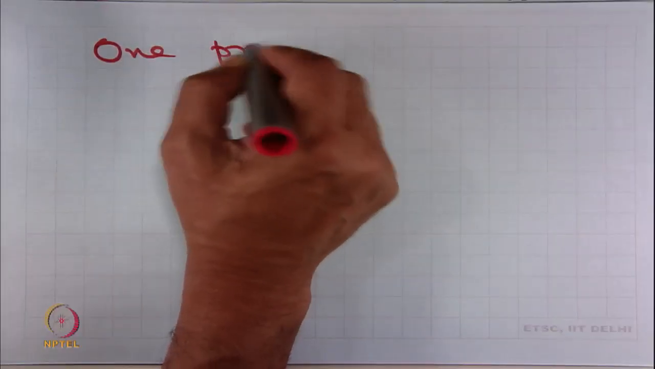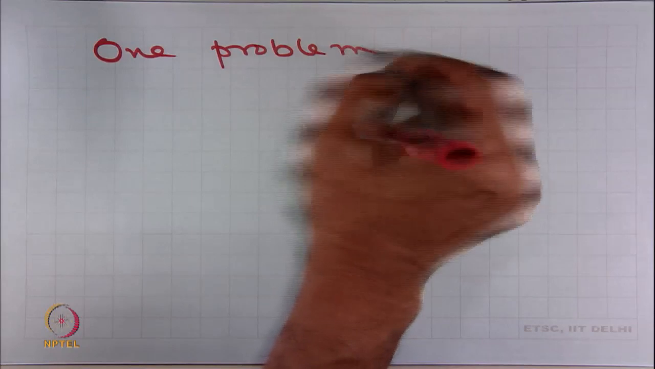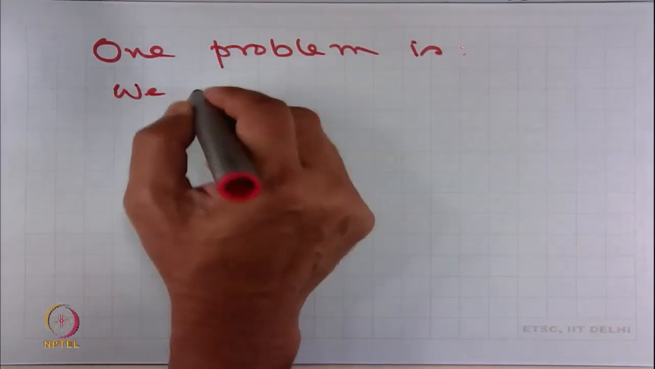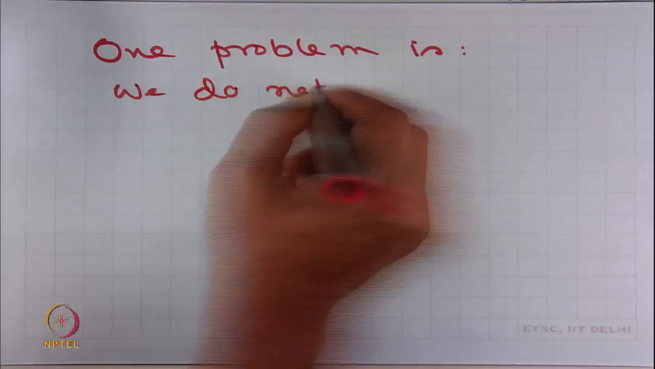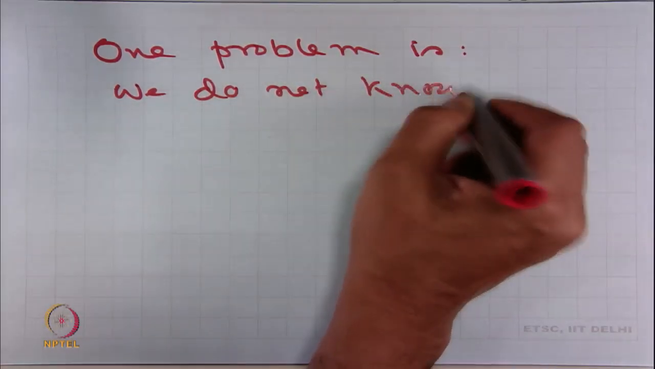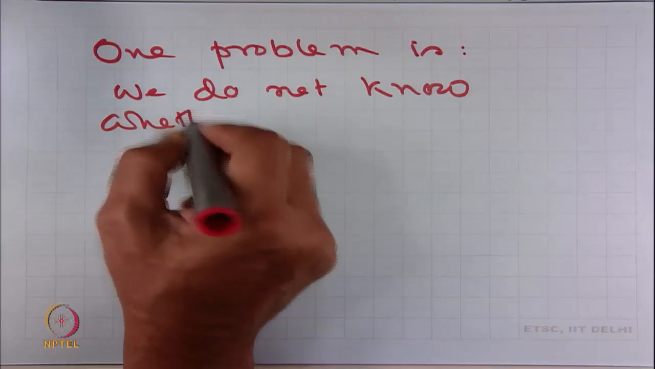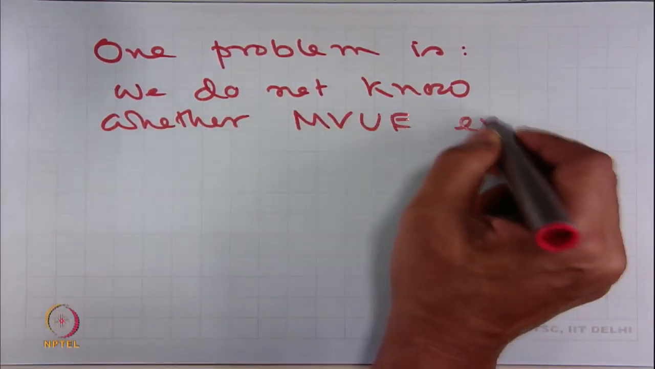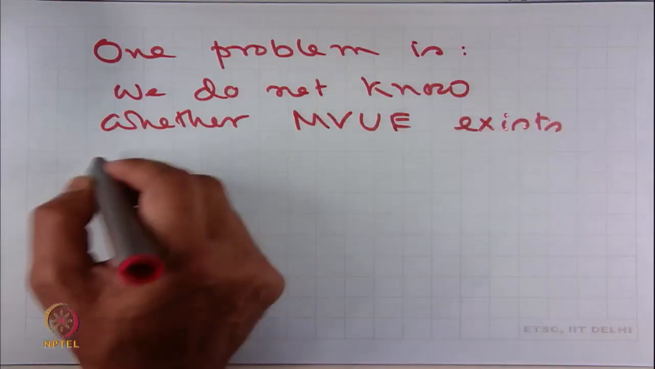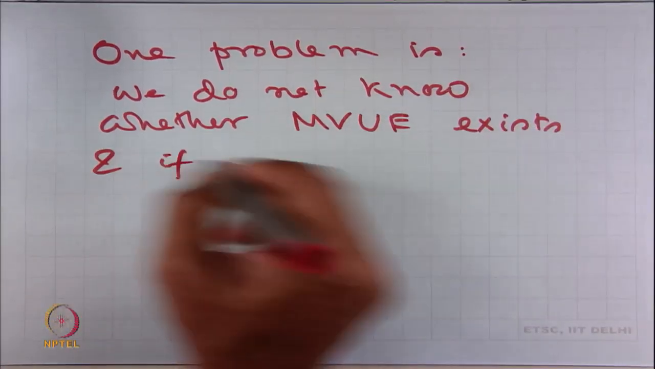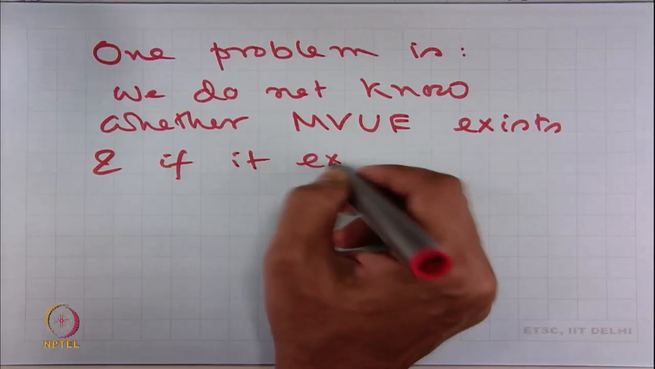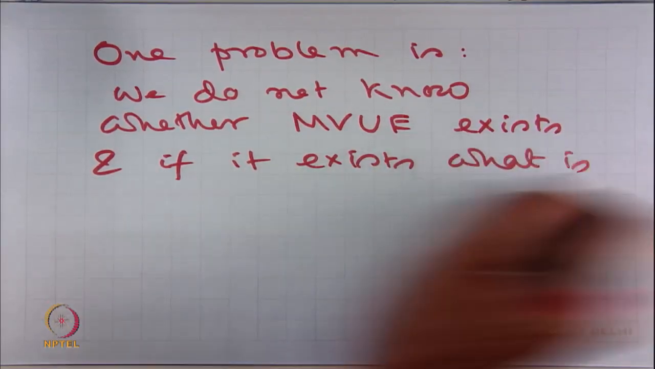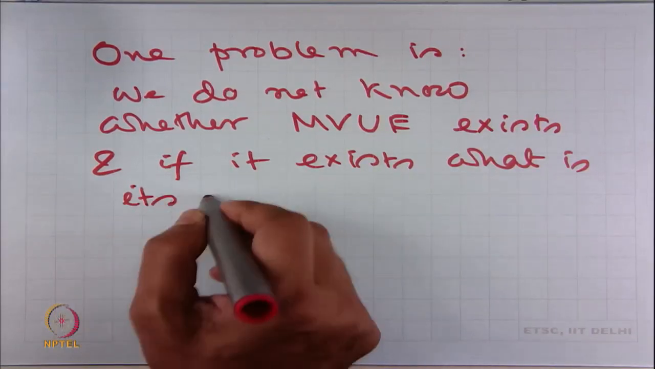One problem is we do not know whether MVUE exists, and if it exists, what is its variance.